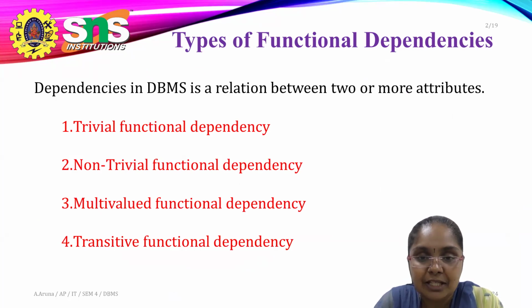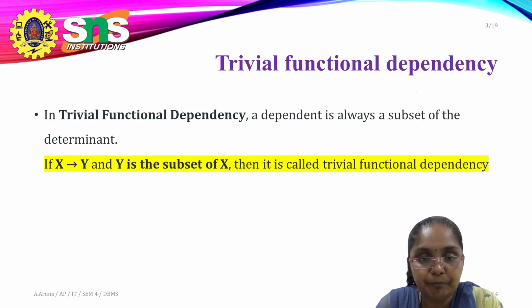While working on application-oriented systems, we have to create relationships. And in a relationship, one or more attributes can be dependent on each other. Through that, they can arrive at different types of dependencies: trivial functional dependency, non-trivial functional dependency, multi-valued dependency, and transitive functional dependency. Let us see them one by one.